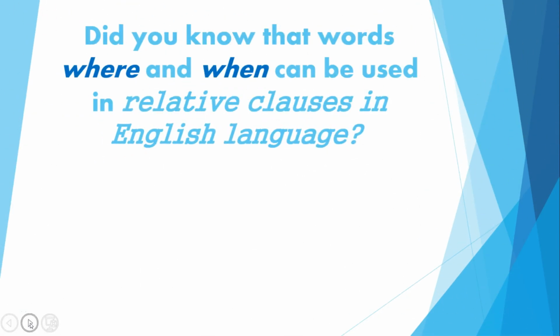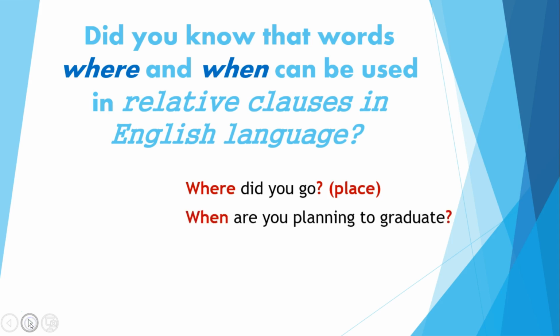Did you know, guys, that the words where and when can be used in relative clauses in the English language? You probably learned that you can use where to ask a question. So if you ask a question like this one, where did you go? You're trying to find out a place, right? Similarly, if you're using the word when to ask a question, like in this example, when are you planning to graduate? You're trying to find out the time.